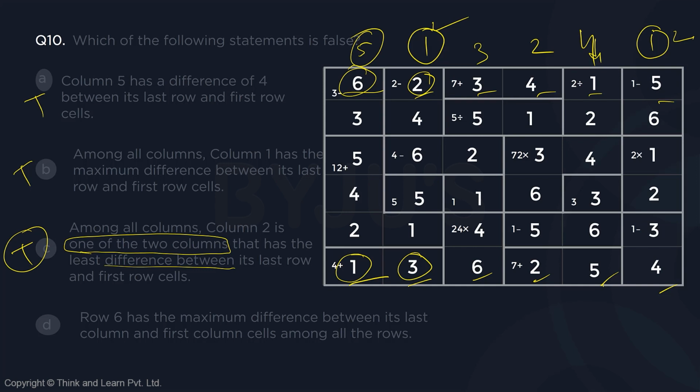Let's check the last one also to be sure. Row 6 has the maximum difference between its last column and first column cells among the rows. Okay. Here we have a difference of 3. Here we have a difference of 1. Here we have a difference of 3. Here we have a difference of 4. Clearly not maximum, because you can clearly see 4 here, right? So this statement is false, and that's your answer. Because the question was which of the following statements is false. Alright, are we clear with the second set?